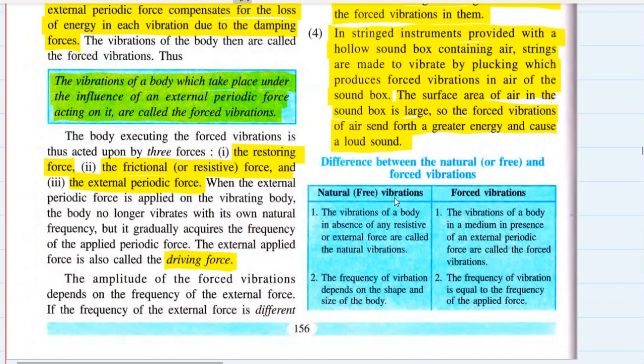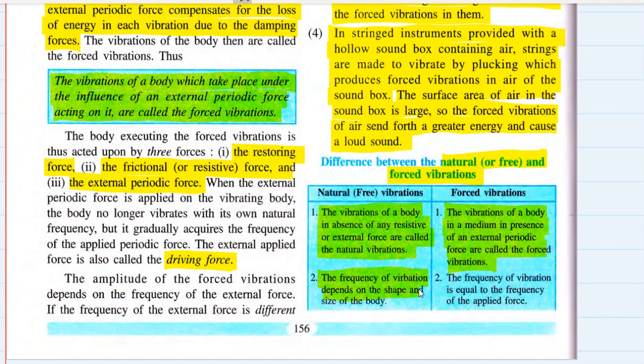So, our next difference is between natural or free vibrations and forced vibrations. The vibrations of a body in the absence of any resistive or external force are called natural vibrations. Right? That would happen in a vacuum. But the vibrations of a body in a medium, in the presence of an external periodic force, are called forced vibrations. Matlab, continuously some external force is keeping the body in vibration mode.